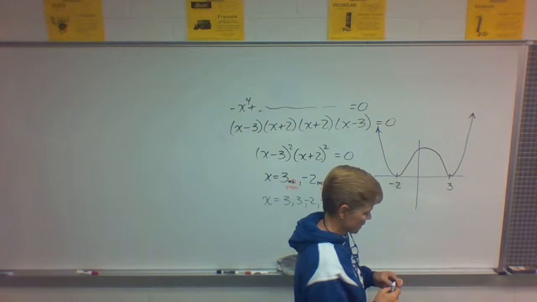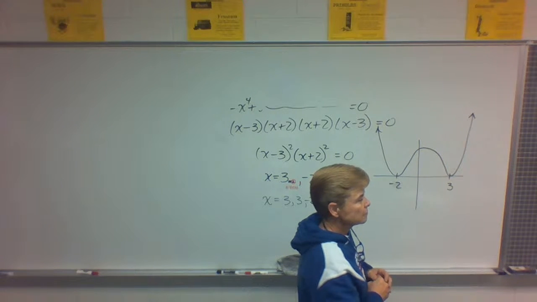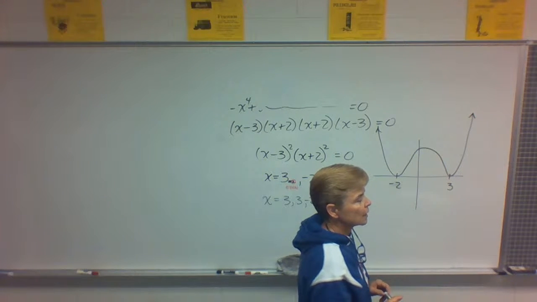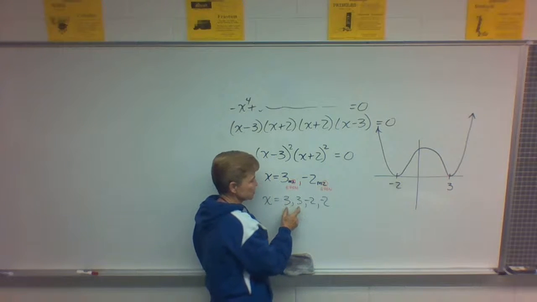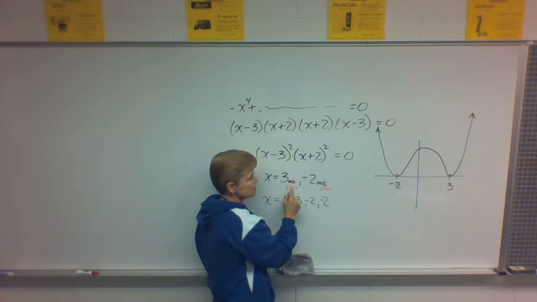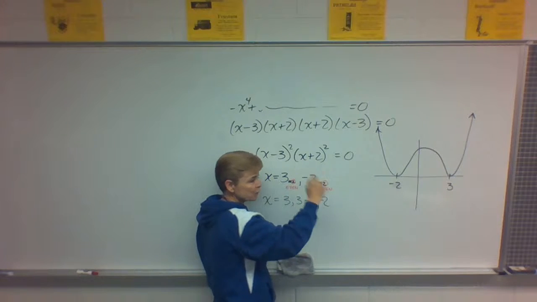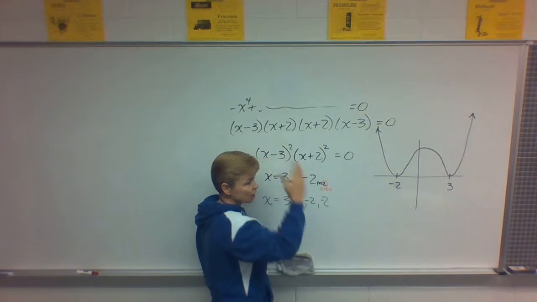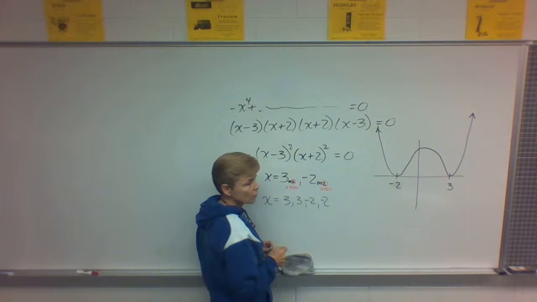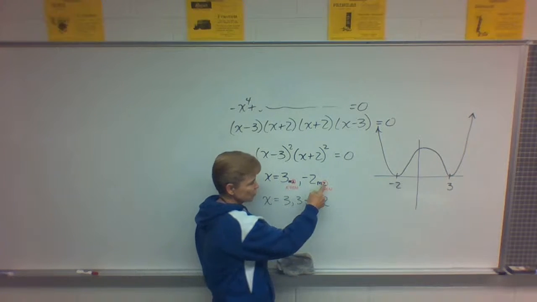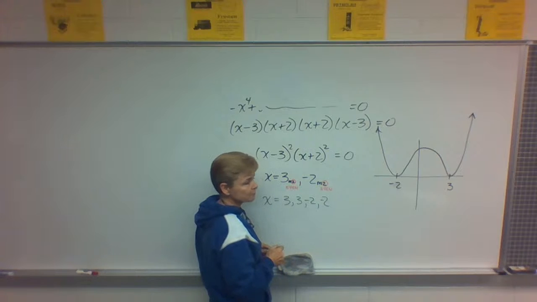Yes? But isn't it supposed to hit 3 twice and hit -2 twice? No, it's just saying that it will encounter the x-axis at 3. But because the 3 shows up twice in the solving of this, the encounter will be a bouncing encounter rather than a going through encounter. That's what the multiplicity being even tells you. 2 means it's bouncing off instead of going through. Because of the multiplicity 2 on the -2, it'll bounce off there too.